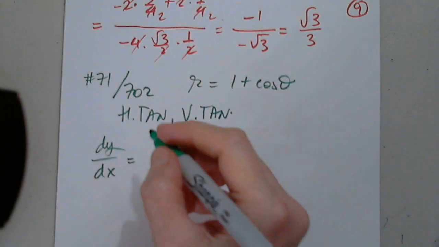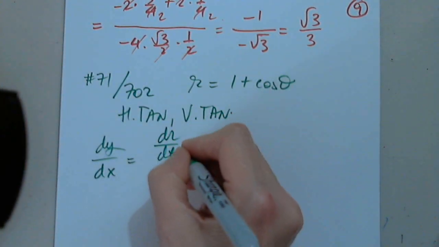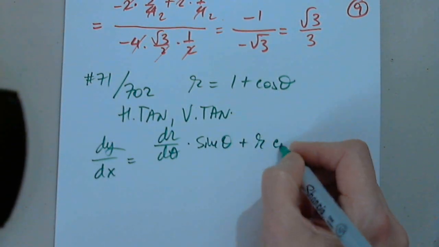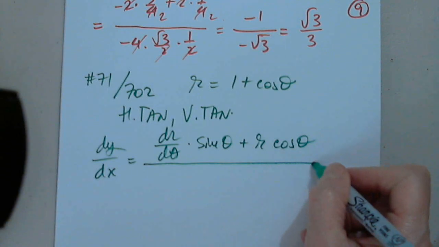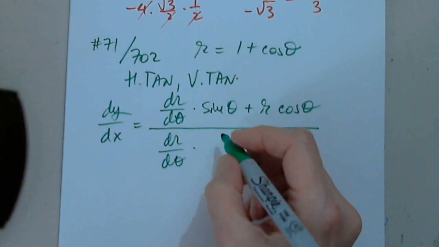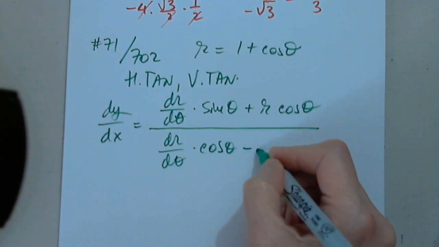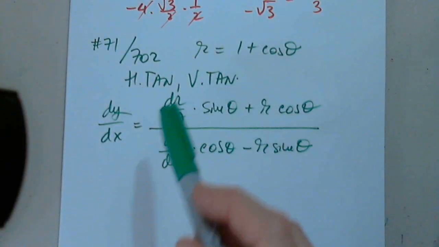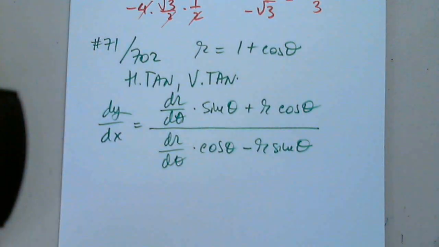So again, we have dr over d theta times sine theta plus r cosine theta, over dr over d theta times cosine theta minus r sine theta. So first, that's the first step. We have to determine dy over dx, and after that, we will work our way on step by step for horizontal and vertical tangents.